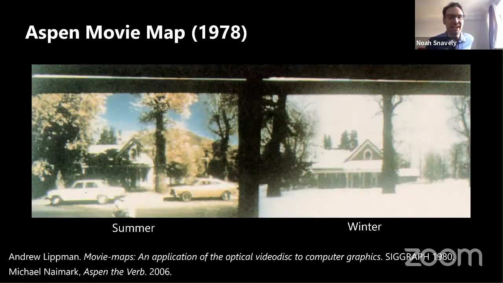But if you really want to capture what Aspen is like, it's not enough to capture just locations, because places change over time. Colorado looks very different in the summer versus the winter. And so they captured different seasons, and you can view them in this interface.